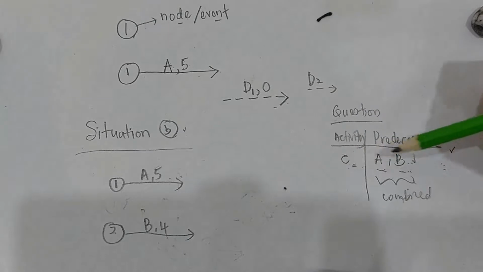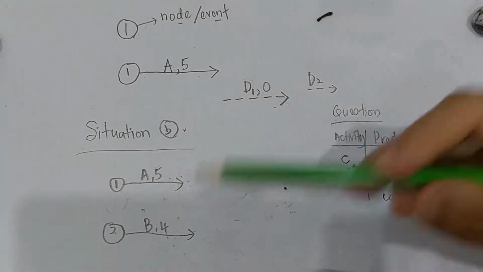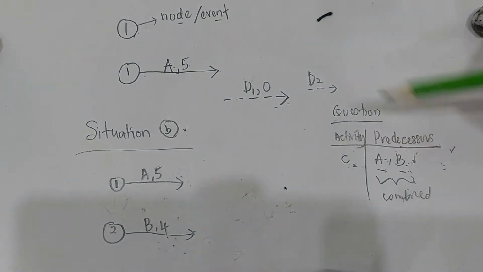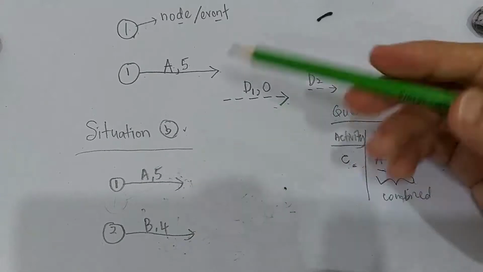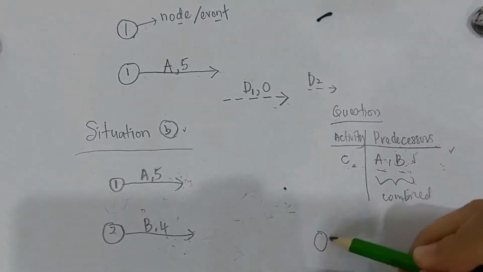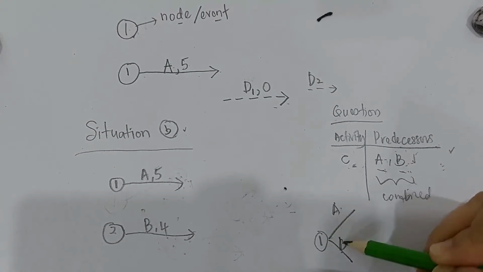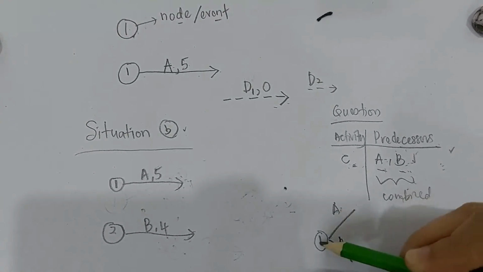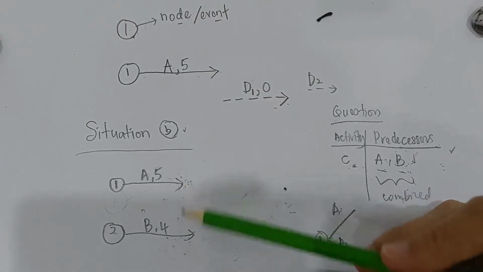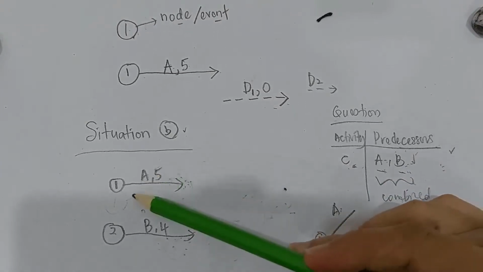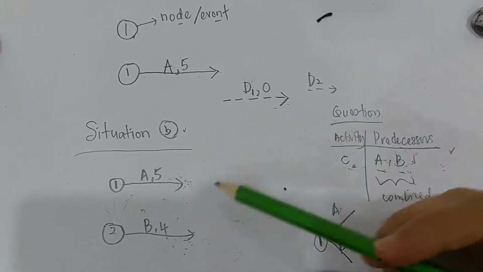So how to combine A and B in order to draw C? When you see the nature of the predecessors, predecessor ni you tengok nature dia, they come from different places. They come from different events. Just now in situation A, these two come from the same place. Ni situation A tadi. Okay, A and B come from the same place. But in situation B, they have different nature. A comes from event number 1, B comes from event number 2. So to draw C here, we need to combine these two.